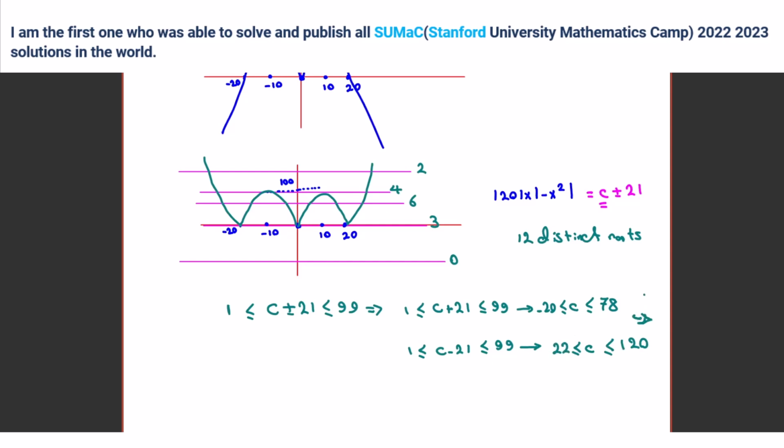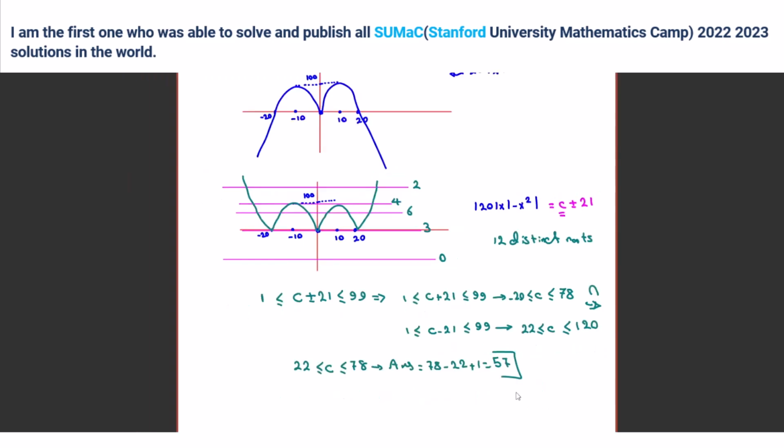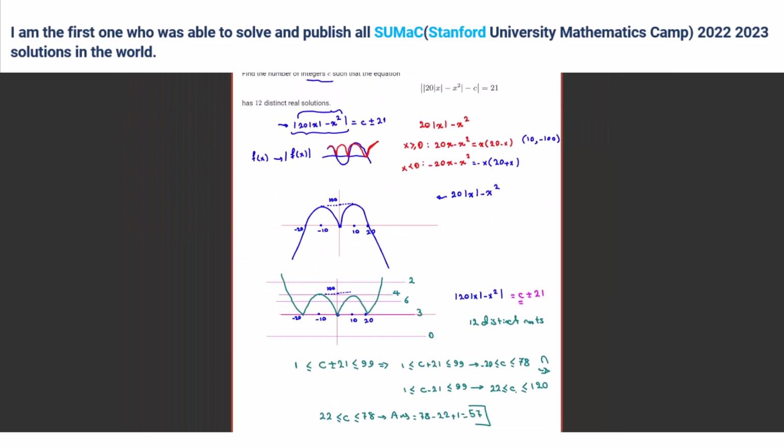So we should consider the intersection because we should satisfy both inequalities, right? So C is at least 22 and C is at most 78. So the answer is 78 minus 21, or 78 minus 22 plus 1, right? Which is 57. Do you agree that in this problem, without drawing the graph, it was so much harder to solve? Because we don't know what C is, and we had a quadratic equation like this. We could solve it, but it was hard. Here we can understand and solve it easily, okay?